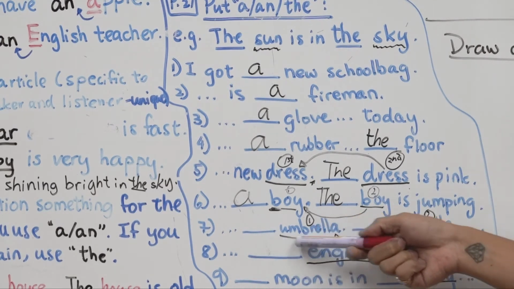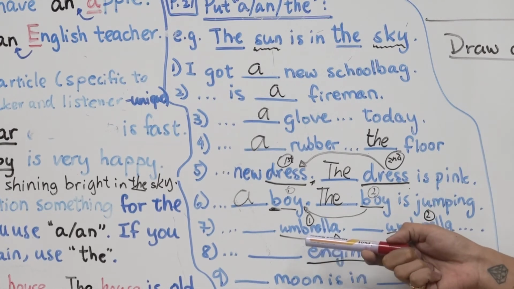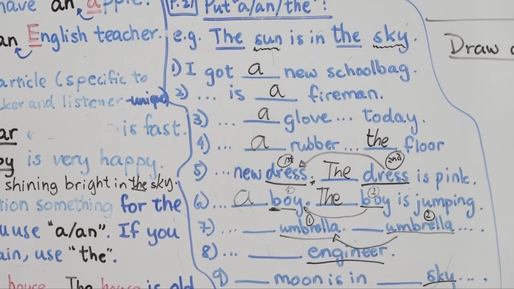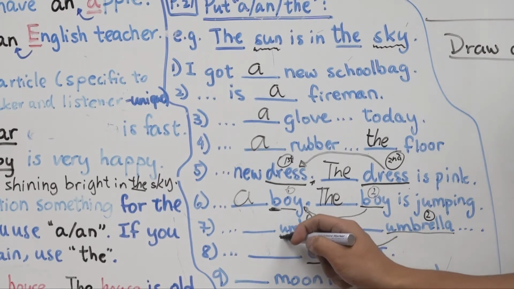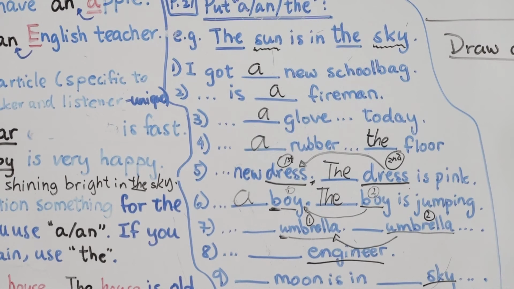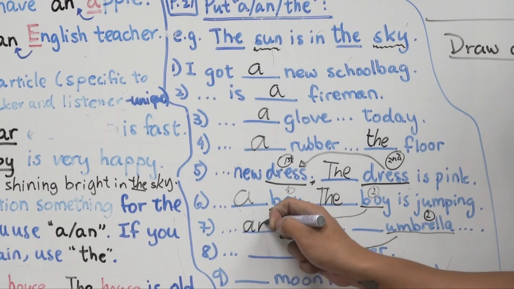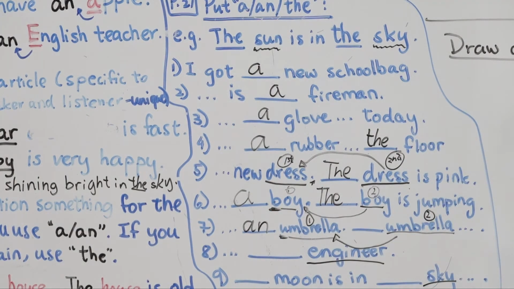Now in these two sentences for question number 7, they both have the word umbrella, so it is mentioned twice. In the first sentence, it is only mentioned once. In that case, we can use a or an. This umbrella is only introduced to us now, so it's not a unique umbrella, meaning we have not talked about this umbrella before, so we don't know this umbrella. Here we have the letter U, and the letter U is a vowel. In that case, we can use an.